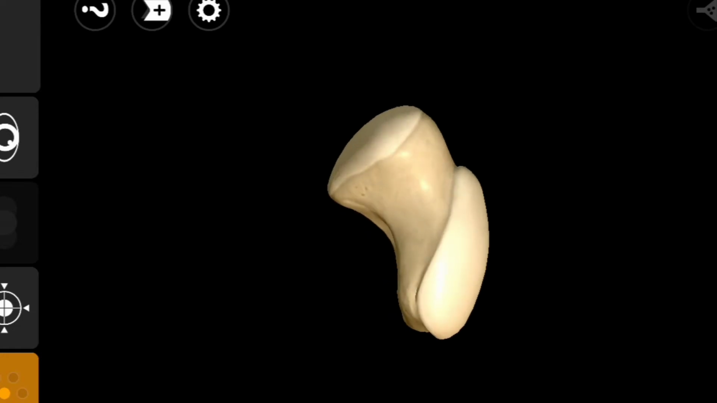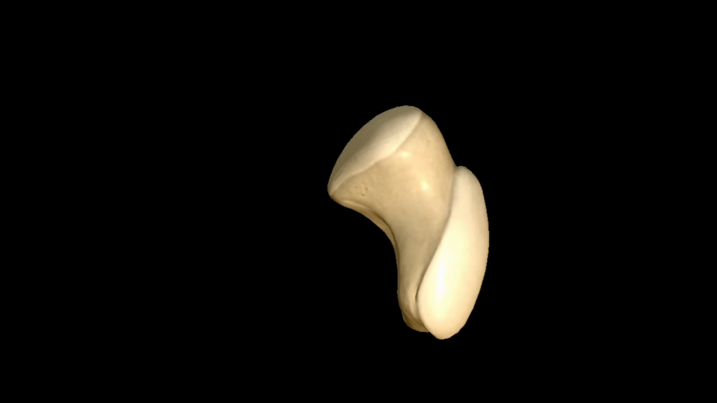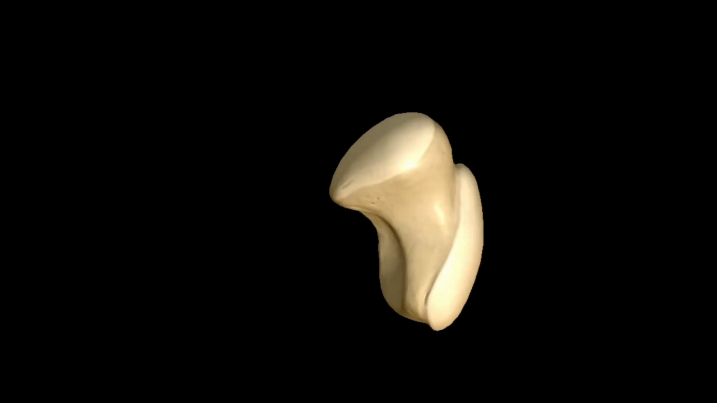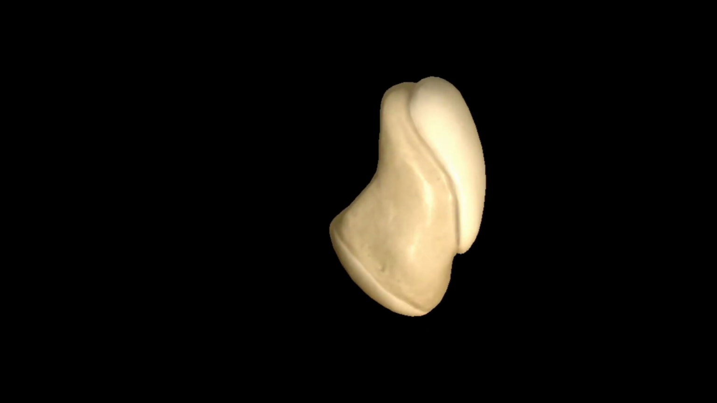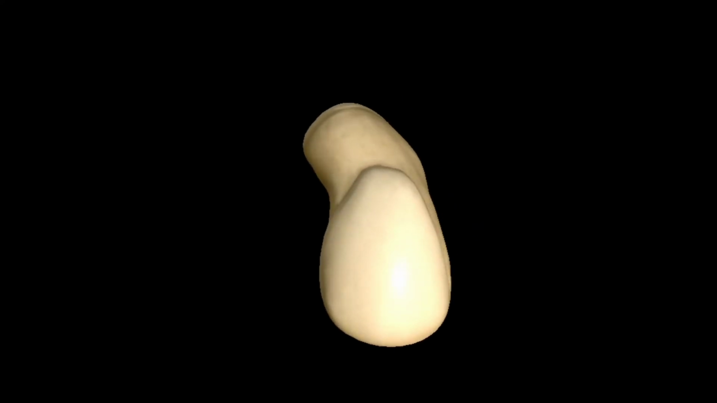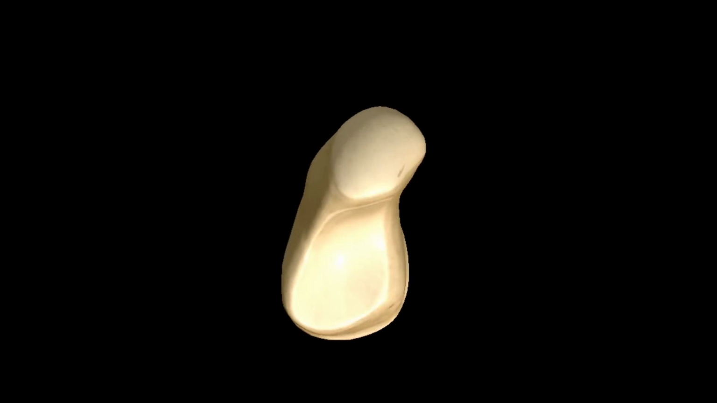This is the scaphoid. If we see from the anterior view, this is the scaphoid. If we see from the posterior view, scaphoid will be like this, and from the lateral side we will see like this, and from the medial side this is the medial view of the scaphoid. And if you see from the superior view, scaphoid will be like this, and from the inferior view we will note like this. So this is the scaphoid bone.